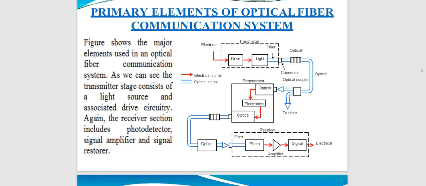We can see more clearly the elements involved in the optical fiber communication system here. First of all, in the transmitter we have a driver and light circuit which converts the electrical signal into an optical signal. The converted light signal travels towards the optical fiber cable, goes through the regenerator section, and reaches the receiver section as an optical signal. In this receiver section, again we have the photodiode or phototransistors which convert this light signal into the electrical signal.